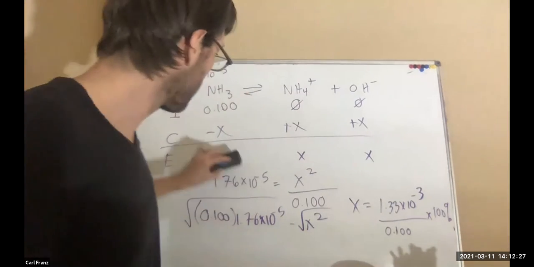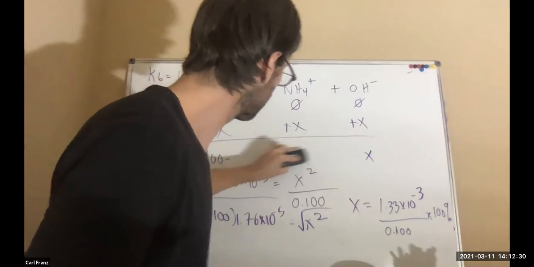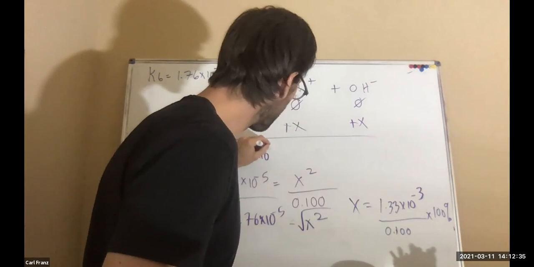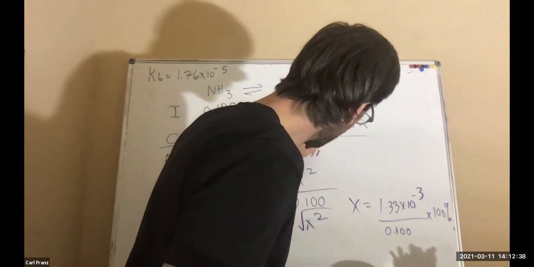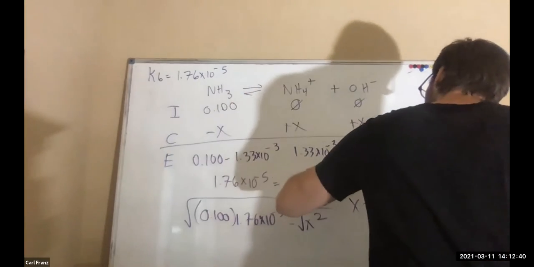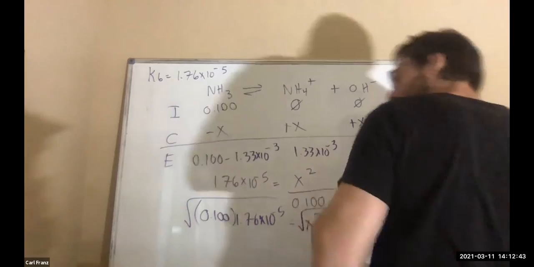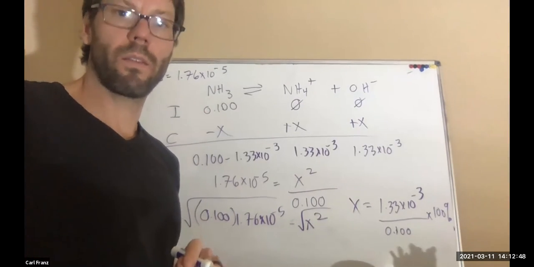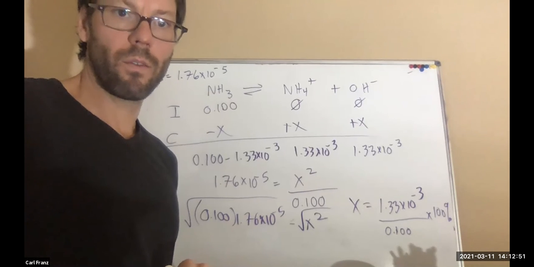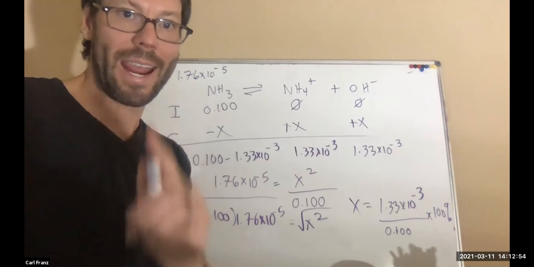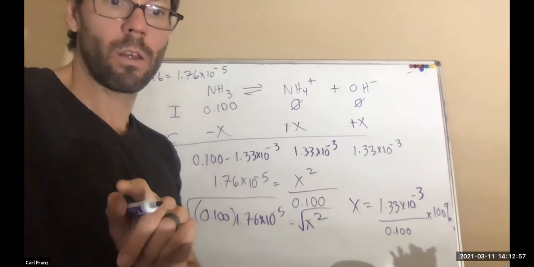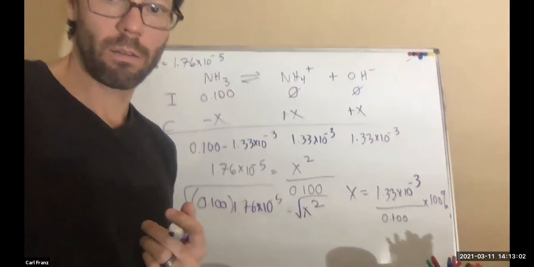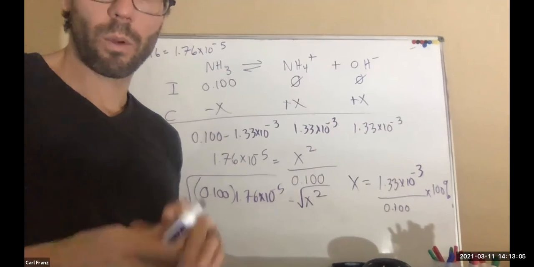1.3% is less than 5%, so we can proceed and now, as you said, plug that in for x. So 1.33 times 10 to the negative 3. What are they asking for in this question? They're asking for the hydroxide ion concentration and pH. We found the hydroxide ion concentration, it's x. How do we solve pH?